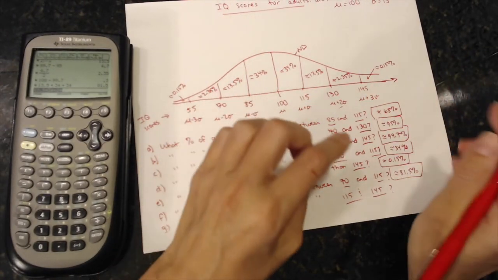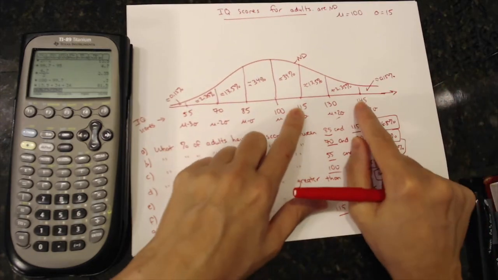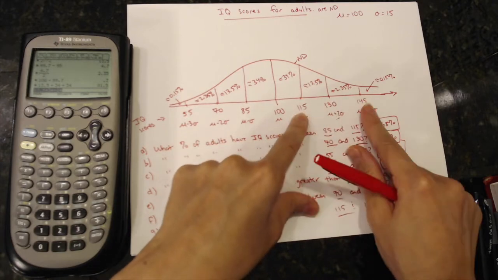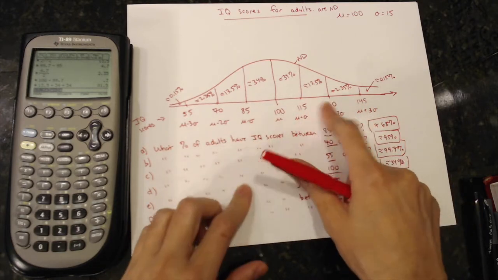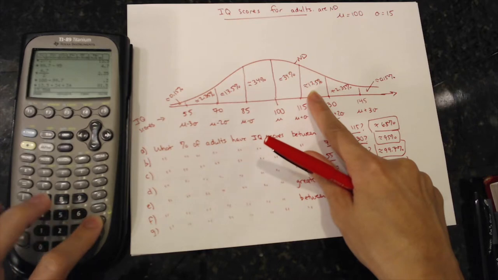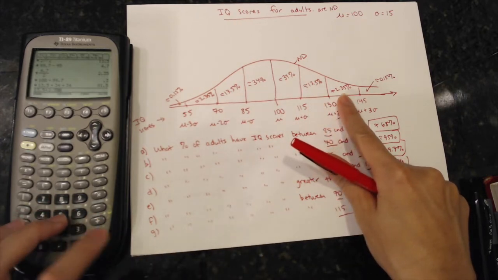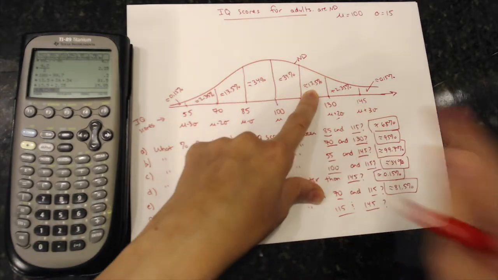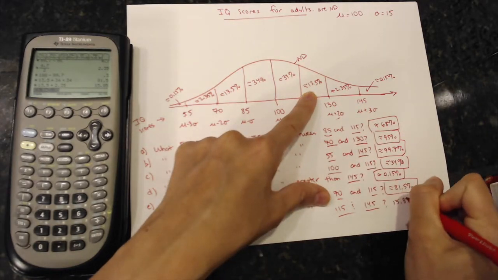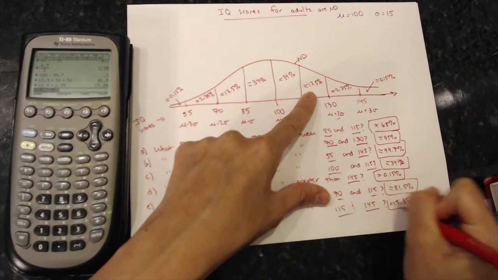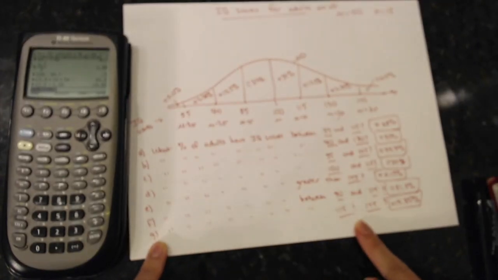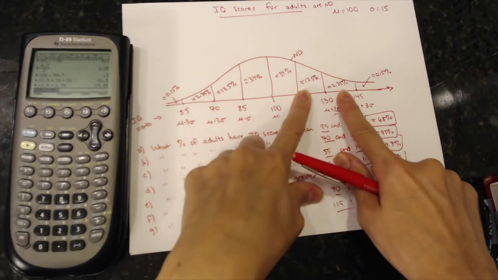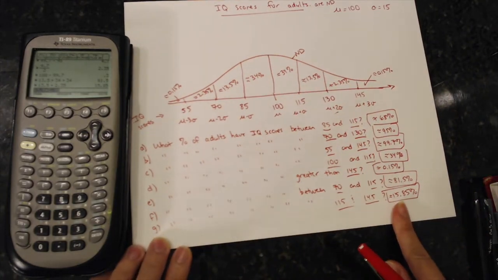So, all right, I already separated all my areas, so all I have to do is add these little areas, these percentages, to get from 115 to 145. So 115 to 130 is 13.5 plus 2.35 from 115 to 145. I get 15.85% approximately, right? So what percentage of IQ scores lie between 115 and 145? Approximately 15.85%.